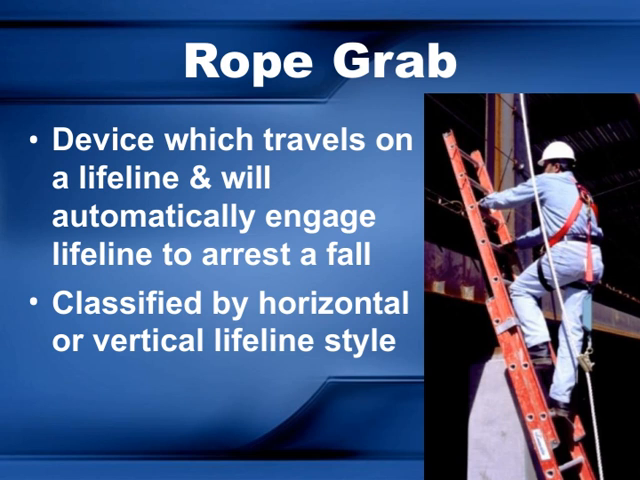Now, the key components of this device include the rope and the grab. The rope acts as the lifeline, while the grab is the mechanism that attaches to it. When engaged, the grab moves along the rope as you move, but if a fall happens, it automatically engages to arrest that fall. Understanding how these devices function and their classification is crucial for selecting the right fall protection system. They provide an essential safety net, allowing workers to move freely while maintaining a high level of fall safety.